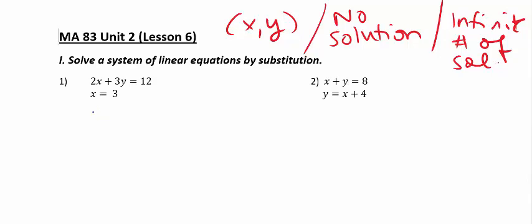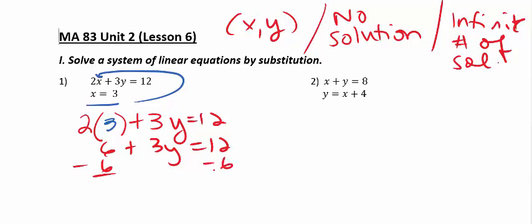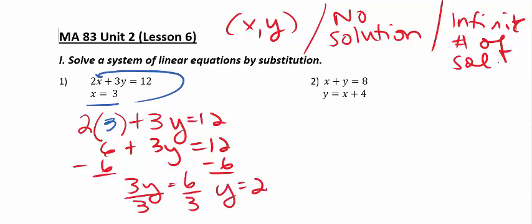If we can see in the second equation that x is equal to 3, we're going to substitute 3 in place of x in the first equation right here, and then solve. So we have 2 times 3 plus 3y is equal to 12. If we continue to solve for y, 2 times 3 is 6. Then we subtract 6 from both sides, and we get 3y is equal to 6. Then we divide both sides by 3, and we get y is equal to 2.